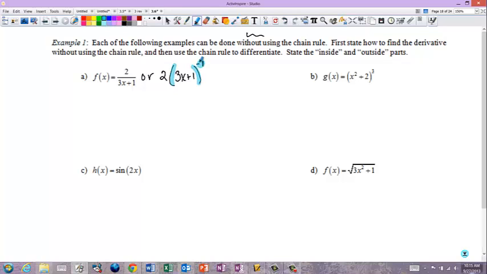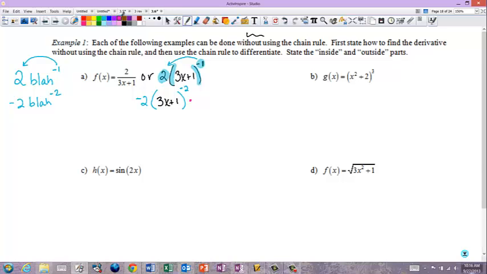Alright. This is my outside function. So what if I had, let's just pretend for a minute, 2 blah to the negative 1? I would multiply the negative 1 to the front, negative 2 times, let's just call it x, to the negative 2. That would be how I would do that. Well, what I'm going to do here is exactly that. I'm going to do negative 2, leave the inside alone to the negative 2, and then I multiply times the derivative of the inside.